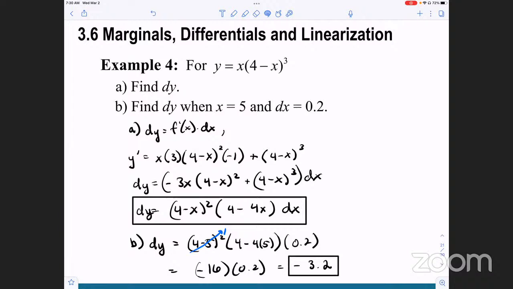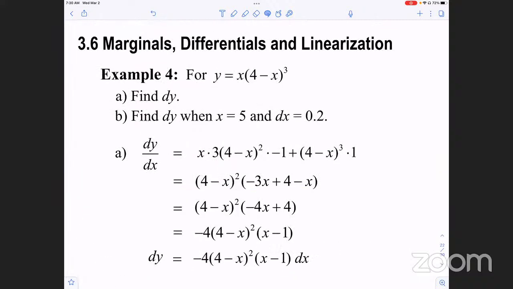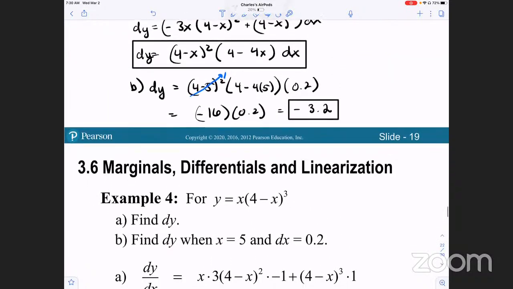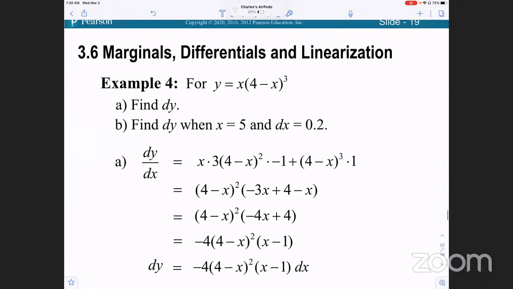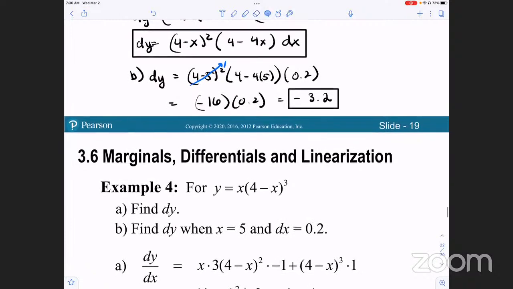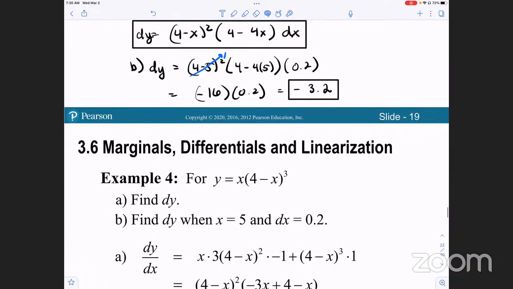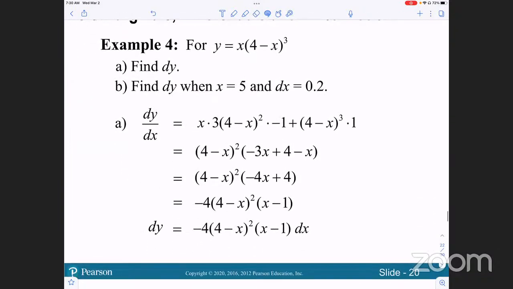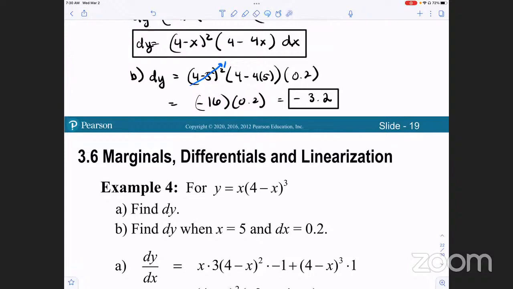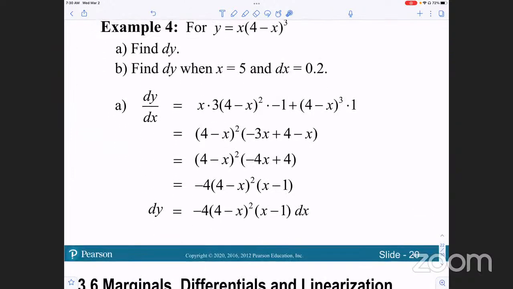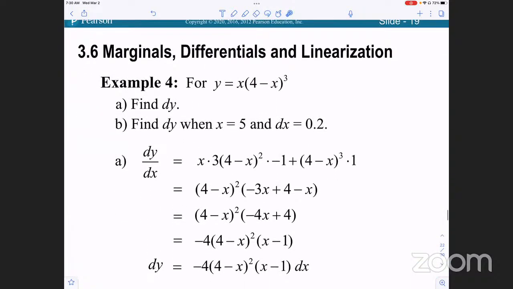All right, let's see what happens. So we get this 4 minus x squared, 4 minus 4x dx, and -3.2. Did they keep going? So for part A, they got -4. Let me see. Yeah, because we could factor out a -4. We would have x plus 1. They factored out a -4 from the second term over here. We left it here. They just factored out that -4. Okay. For part B, we got -3.2. You see it there.